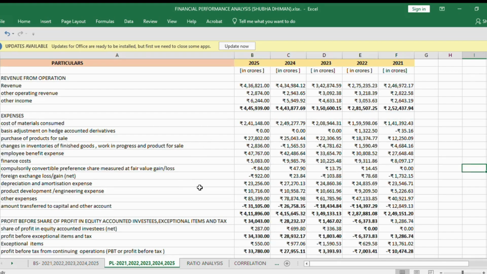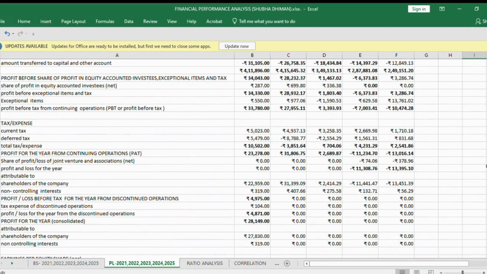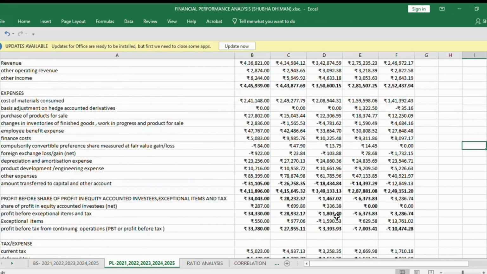In the P&L statement, in the column where the data was not provided, I have mentioned it as 0. All the values are in crore.